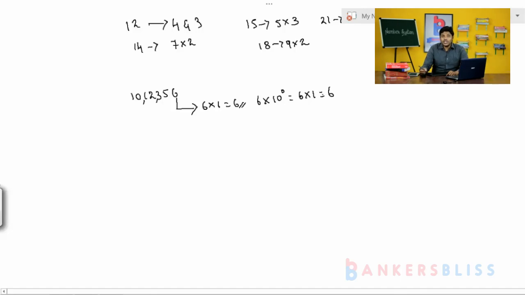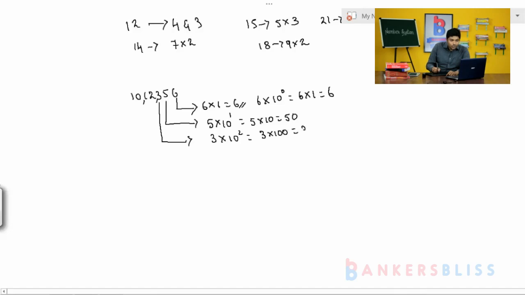Because we are considering the values based on the base 10 system. Because of that reason we have to take the powers of 10. Next, 5. This can be treated as 5 into 10 power 1. This is the tens place. So the place value of 5 is 5 into 10, which is equal to 50. Next, what is the place value of 3? The place value of 3 is 3 into 10 square, that is 3 into 100, which is equal to 300.